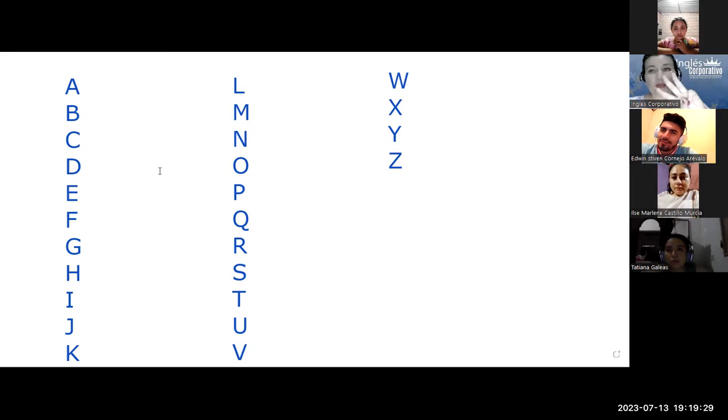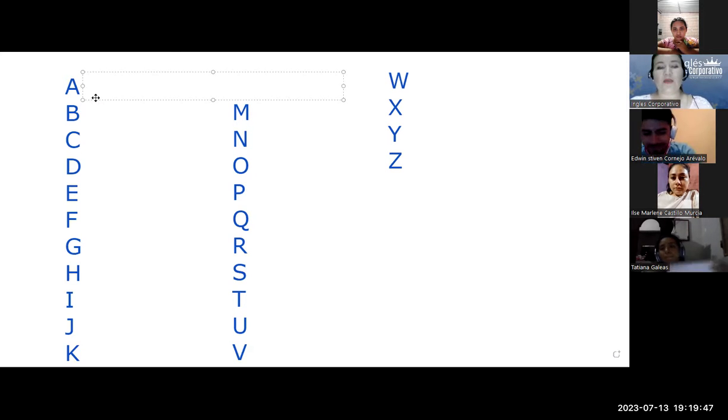You are going to be in groups of three. So you have to write the words. And for example, for letter A, you are going to say, okay, important. No proper names, no nombres propios. Ana, Beatriz, no. English words, okay?